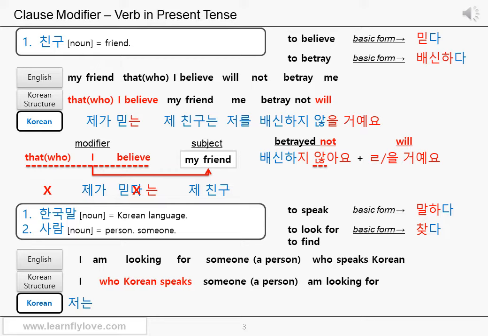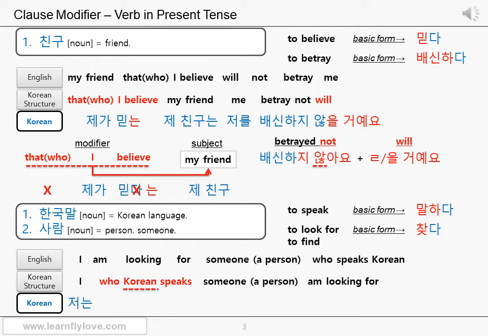But if someone asks you, who's looking for someone who speaks Korean? You might have to use the subject particle 가, implying, I am the one who's looking for someone who speaks Korean. Do you understand the nuance? Let's move on. Who speaks Korean? Who is used as a subject this time, but don't worry, you still don't use it in a Korean sentence as long as who speaks Korean part modifies another word.